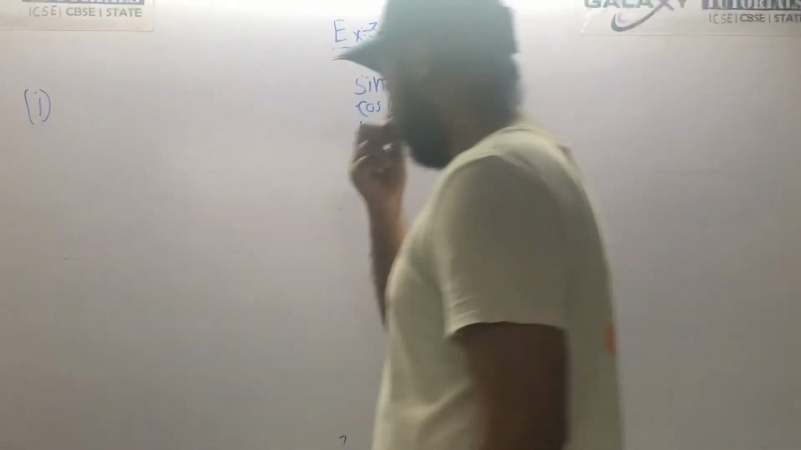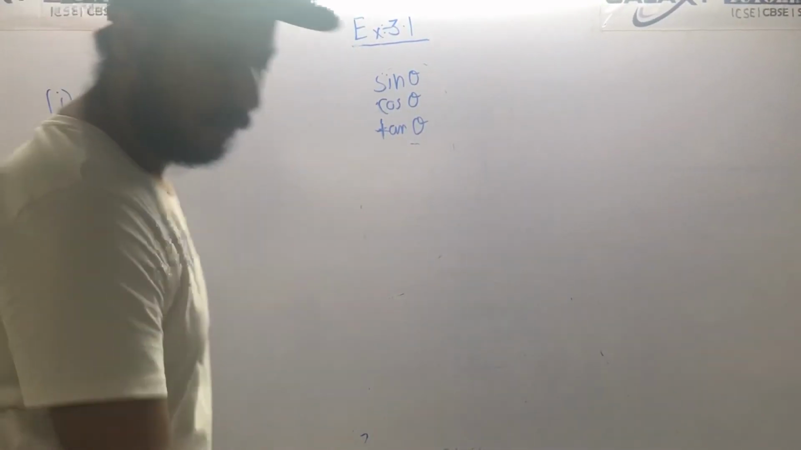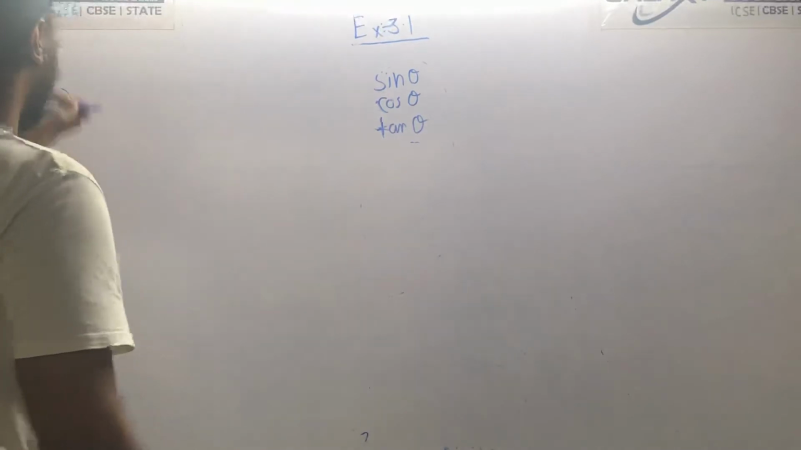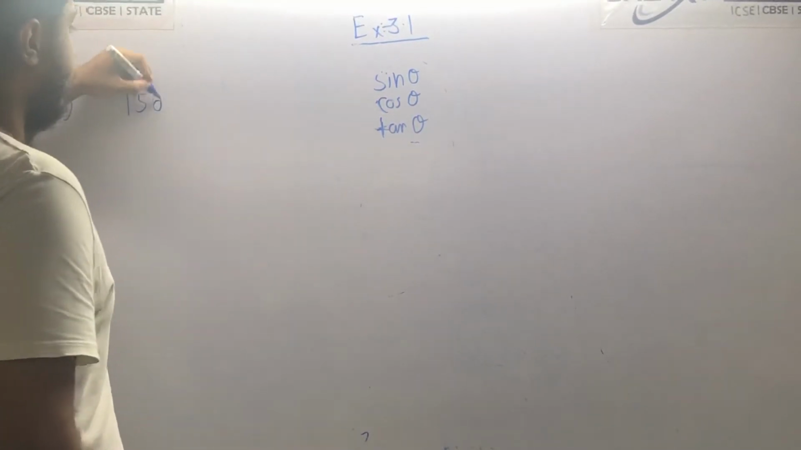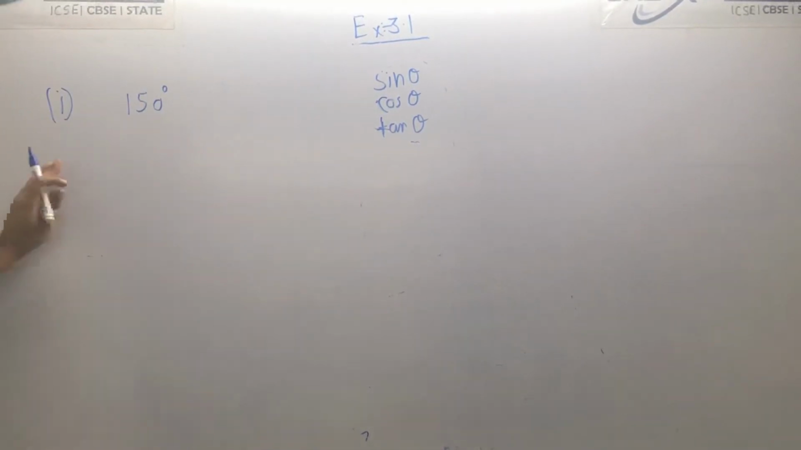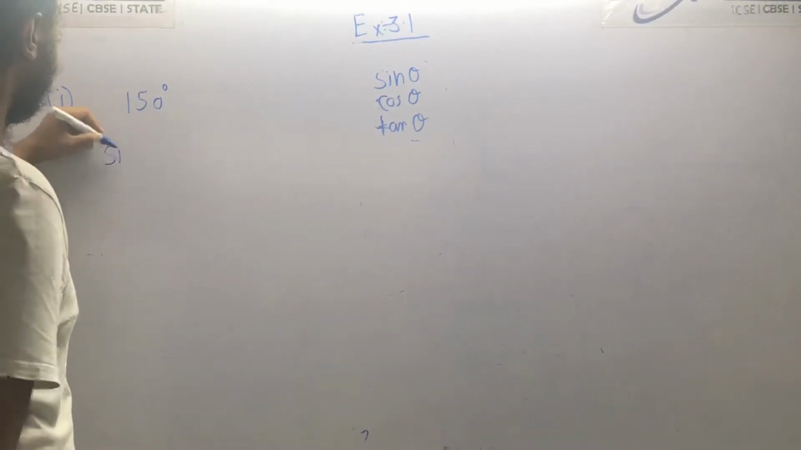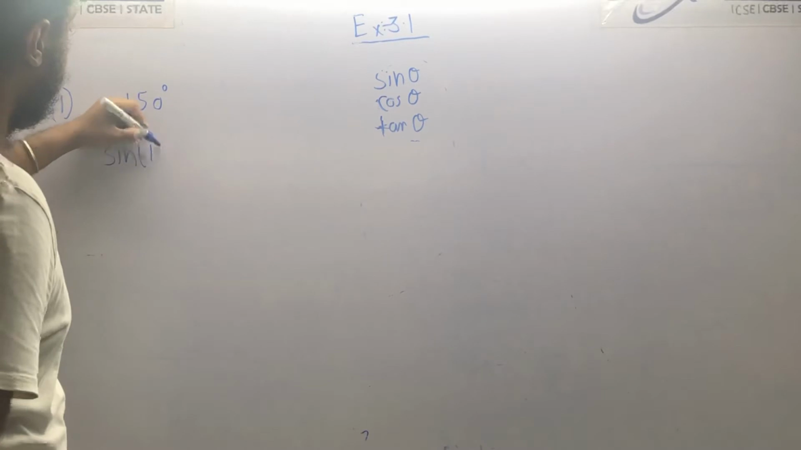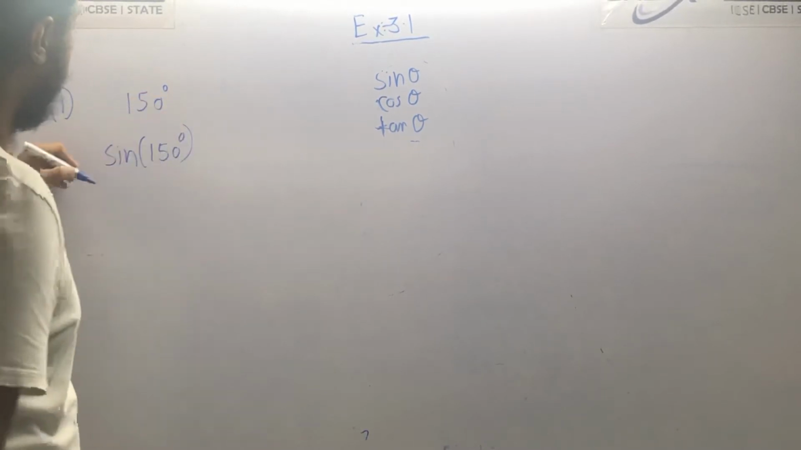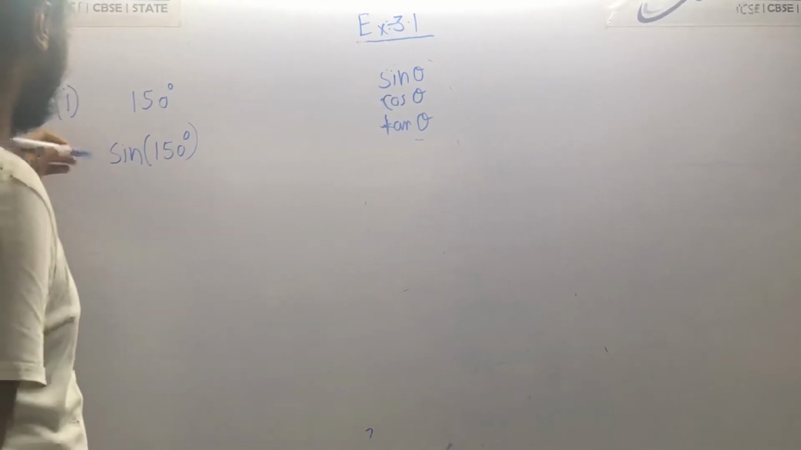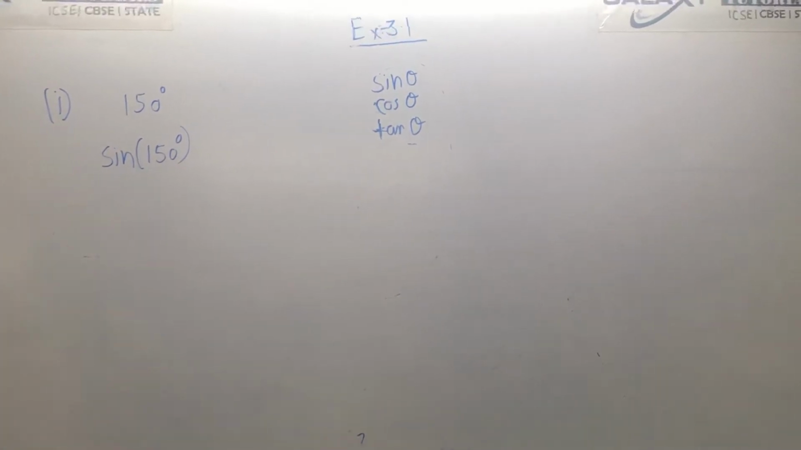Okay, so the first part that we are going to start with is the angle 150 degrees. I will do this part with the shortcut method. Now sine 150, how can you write it? In multiple form of 90.